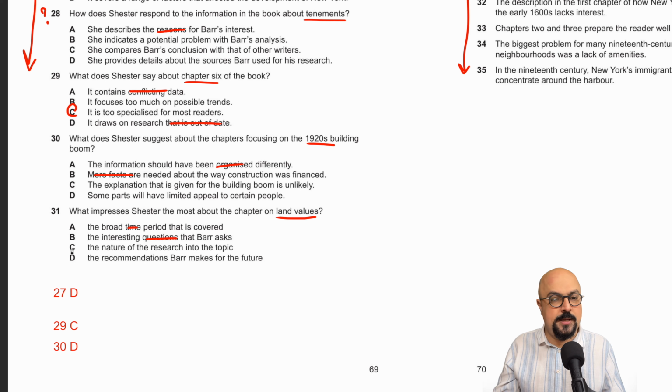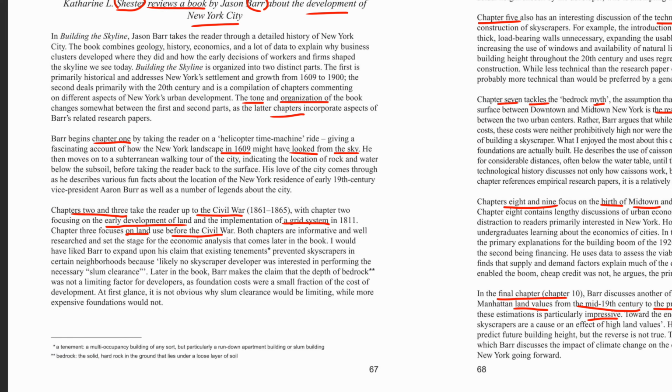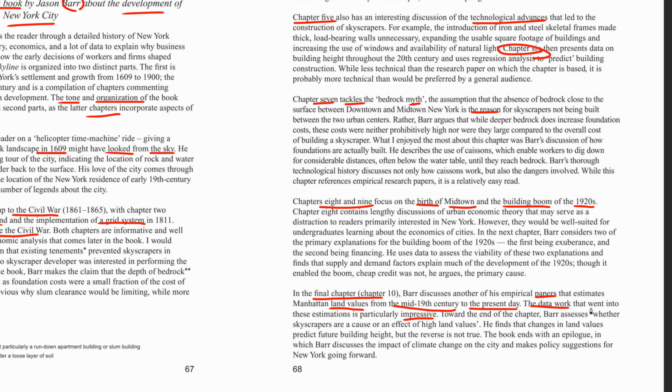Yeah. So out of these four, even though we're not 100% sure, C is the most probable answer. The nature of the research, because of the keywords. What was that? Data work. Yeah. The data work that went into these estimations is particularly impressive.